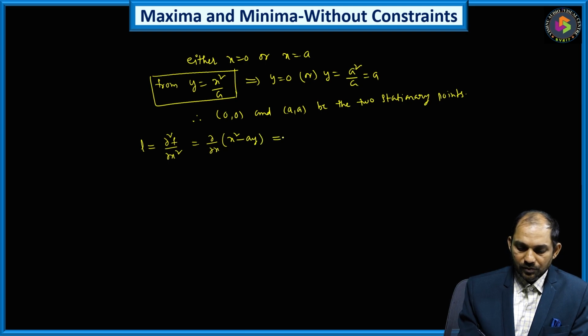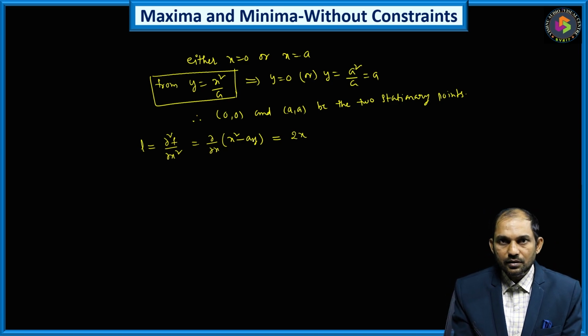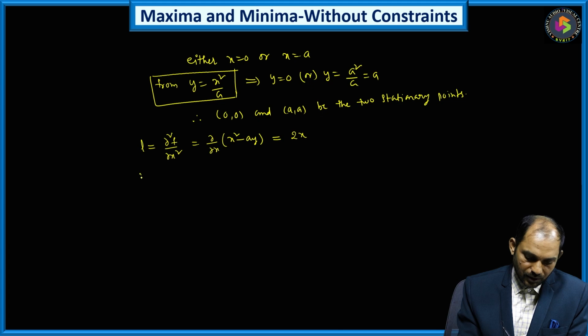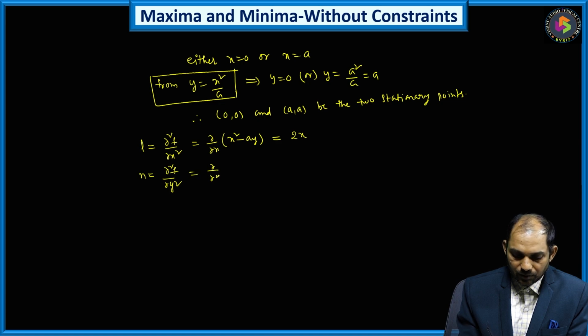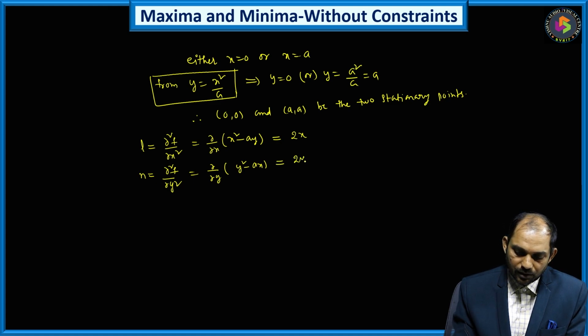Compute the derivative of this with respect to x, you will get 2x. This term minus ay doesn't have any x term, treated as constant, so the derivative is 0. Similarly, let us compute n. The derivative is given by ∂²f/∂y², nothing but ∂/∂y of y² minus ax. This is from equation 2. So its derivative is given by 2y.